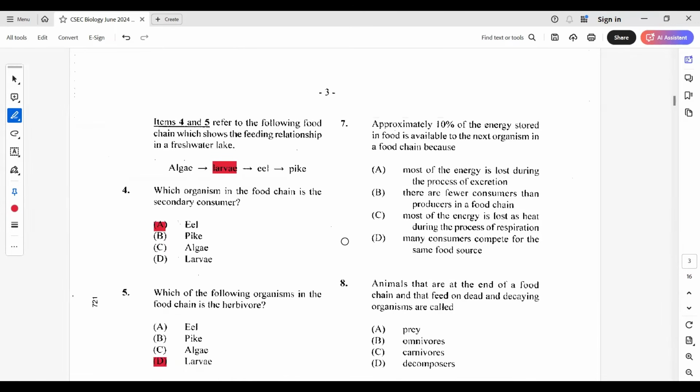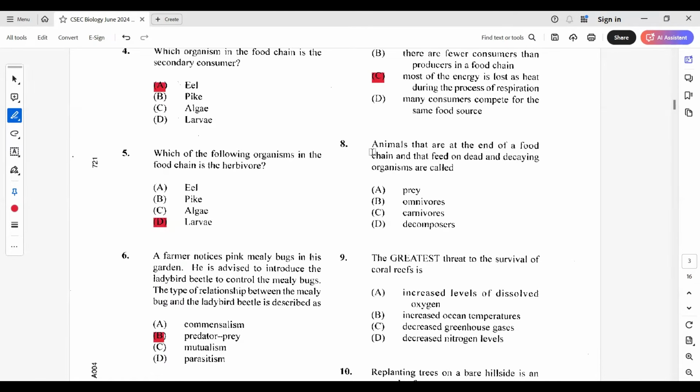Question 7. Approximately 10% of the energy stored in food is available to the next organism in a food chain, because most of the energy is lost as heat during the process of respiration. There is energy lost as excretion, but it wouldn't be more than the energy lost as respiration. Question 8. Animals that are at the end of the food chain and that feed on dead and decaying organisms are called decomposers.